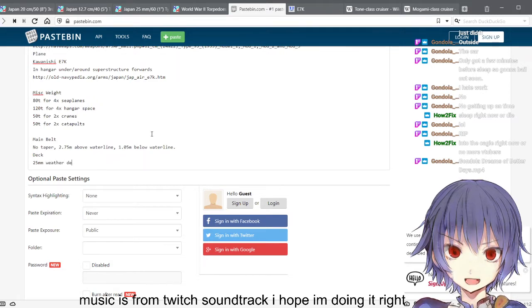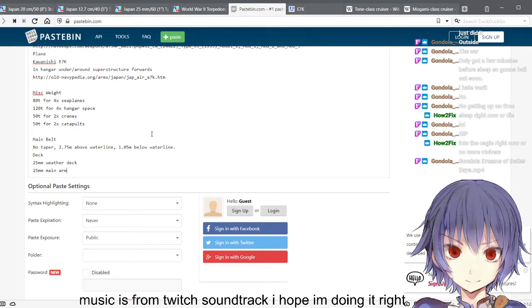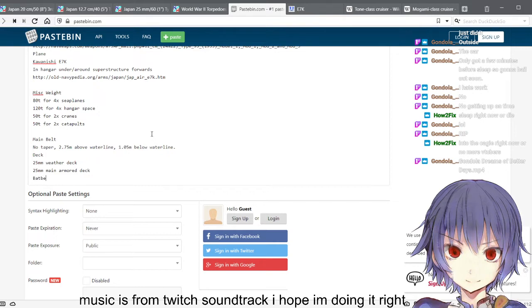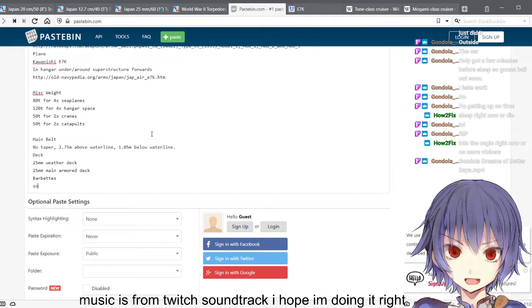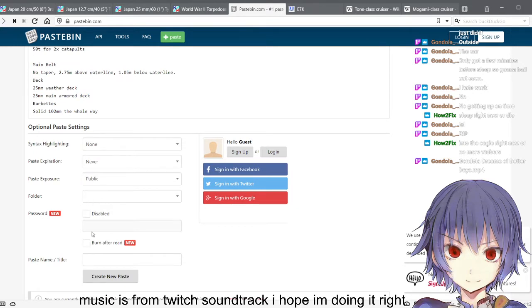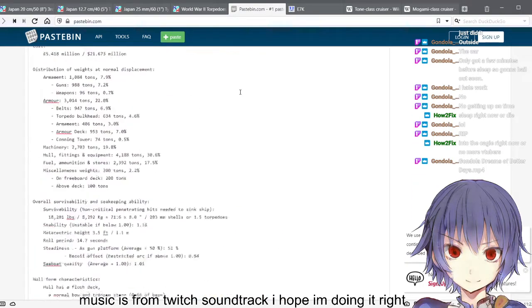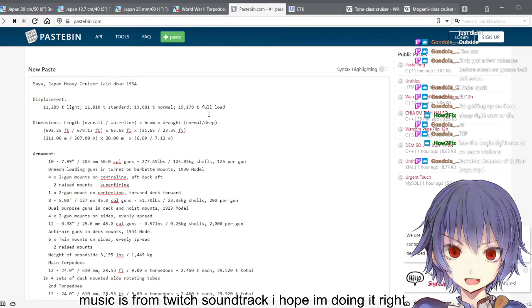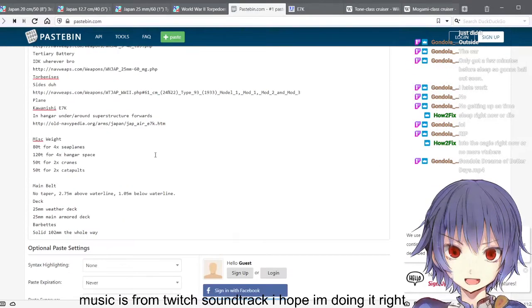25 millimeter weather deck. Your bets. Solid 1 to 2 millimeter. Okay, that's like everything I need really. I don't think there's anything else I need to edit. That's the completed ship. I can attempt to draw it in paint, but it'll look really bad compared to the last one.